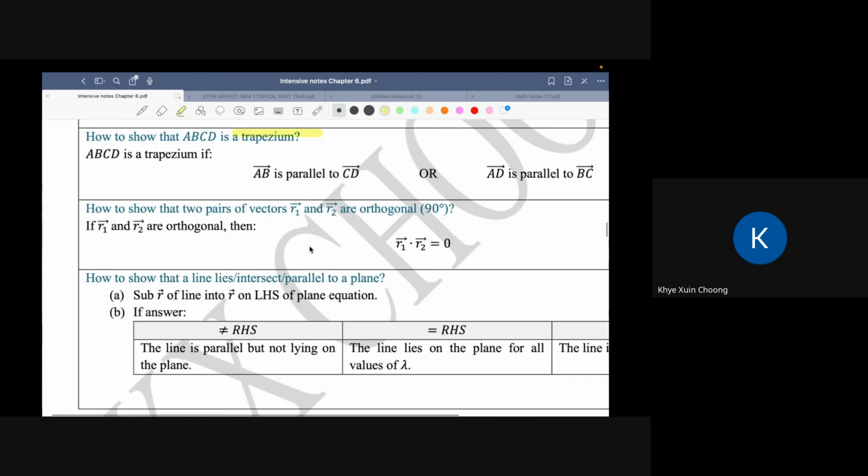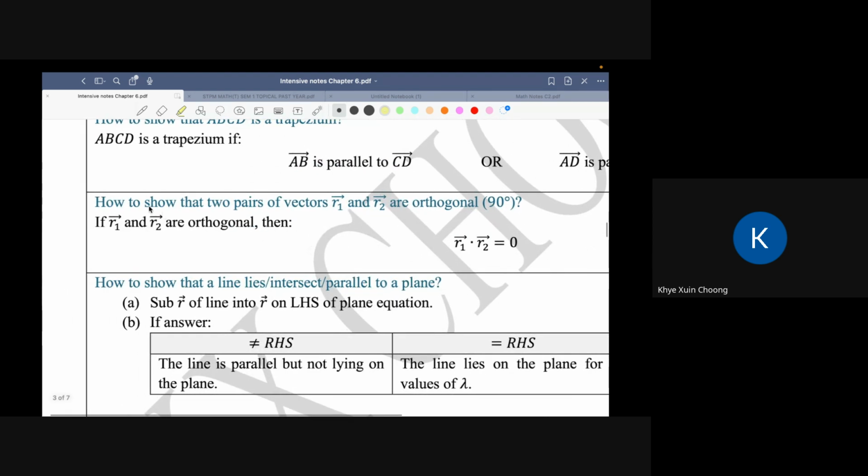But this one I want you to focus on more: how to show that two vectors are orthogonal. Orthogonal means that they are perpendicular. If you want to show that two vectors are orthogonal, then you use the dot product. Just now I said that if you dot product two perpendicular vectors, you will get 0. So r1 dot r2 gives 0 if they are perpendicular. You can use this method to show that two vectors are perpendicular.